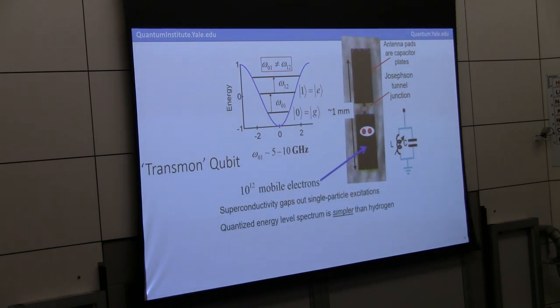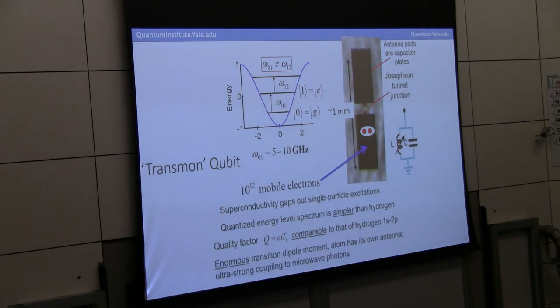collective modes there. The quantized energy level spectrum of this atom is simpler than hydrogen. There's no fine structure and hyperfine structure. It's just an anharmonic oscillator. And the quality factor, as I showed you before, is about the same as the hydrogen 1s to 2p. But it has this enormous transition dipole moment because the atom comes with its own antenna, which lets us do these strong coupling experiments.